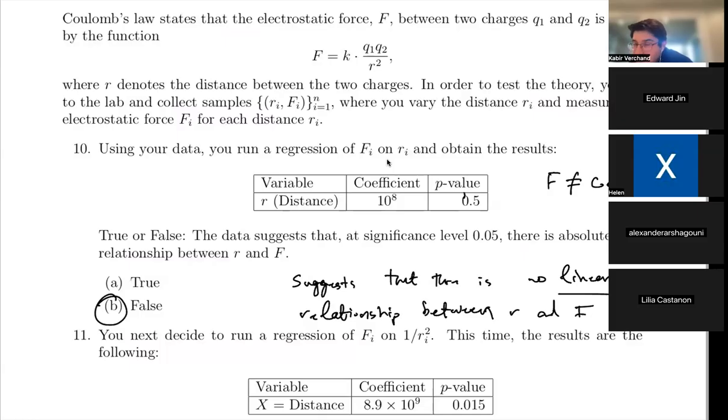So this is important when we run our regression software and we get these p-values and we make these significance claims. Having a large p-value doesn't necessarily rule out the fact that there's any relationship between these variables.